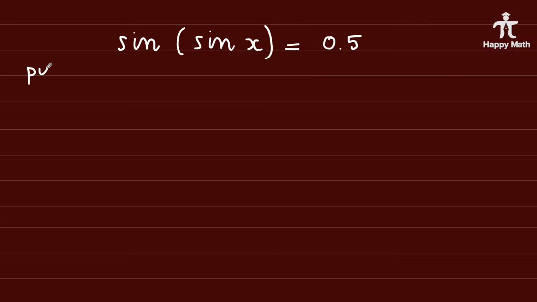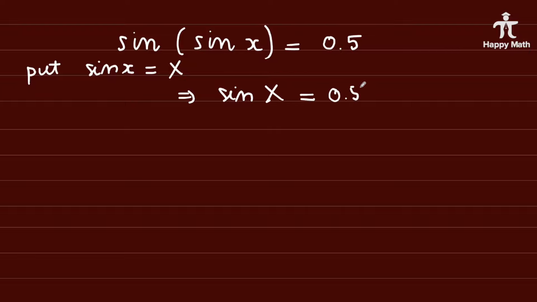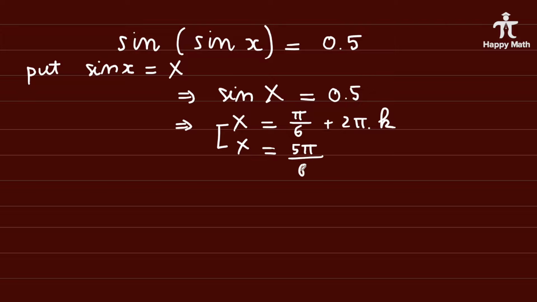And the first thing I want to do is to put in a substitute variable for sin x. In this case, I will set sin x equal to capital H. And then you can see that the original equation becomes sin H = 0.5. Convert this to the general solution. You will get two general solutions here. The first will be pi over 6 plus 2 pi k, and the second one will be 5 pi over 6 plus 2 pi k.